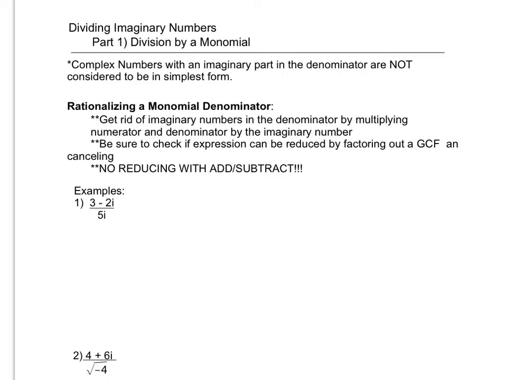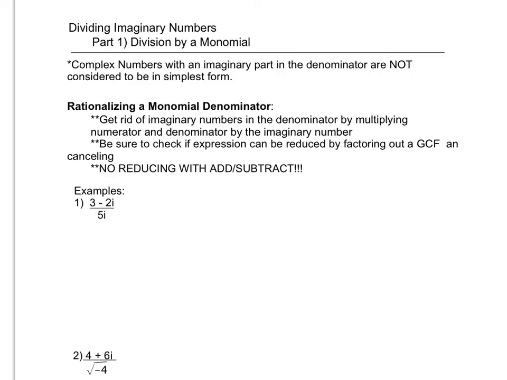One of the things that we need to make sure we remember is that when we do division with complex numbers, as long as there is an imaginary part in the denominator, we are not considered to be in simplest form. So we need to get the imaginary part out of the denominator. We can do that by rationalizing a monomial denominator. In order to rationalize a denominator, we multiply both the top, so the numerator, and the denominator by the imaginary part.